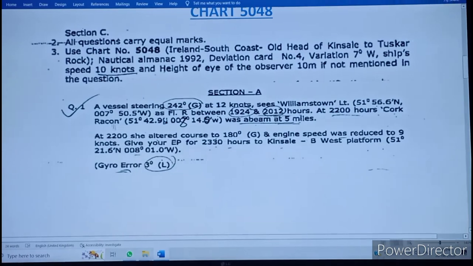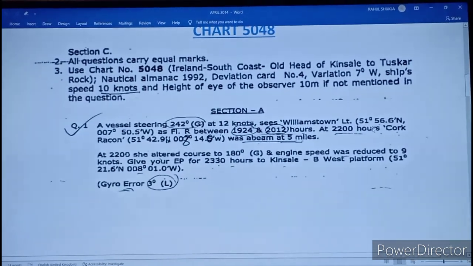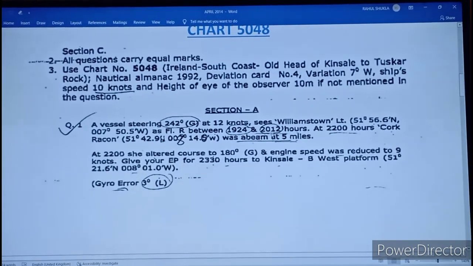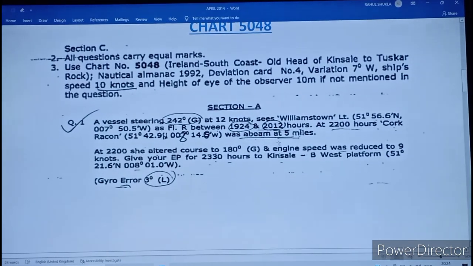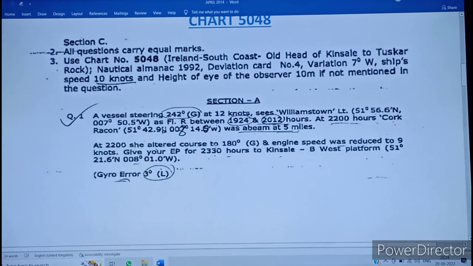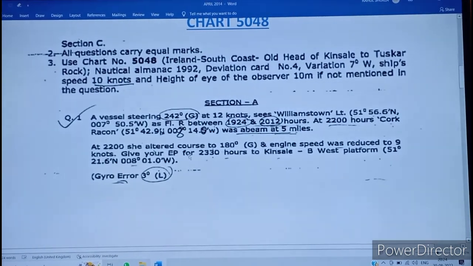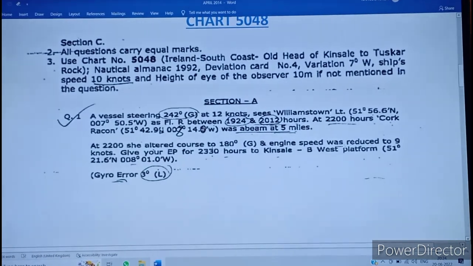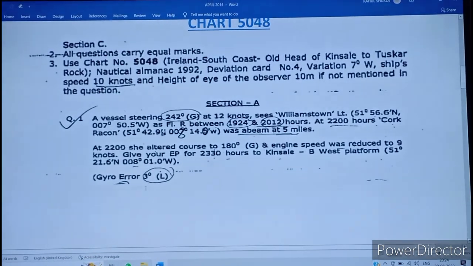The first question is: a vessel steering 242° at 12 knots sights Williamstown light, position given, flashing red between 1924 hours and 2012 hours. At 2200 hours, Cork Reckon position was given, abeam at 5 miles. At 2200, the ship altered course to 180 gyro and engine speed was reduced to 9 knots. Give your estimated position for 2330 hours to Kingsell B West platform. Position was given, gyro error 3 degrees low.